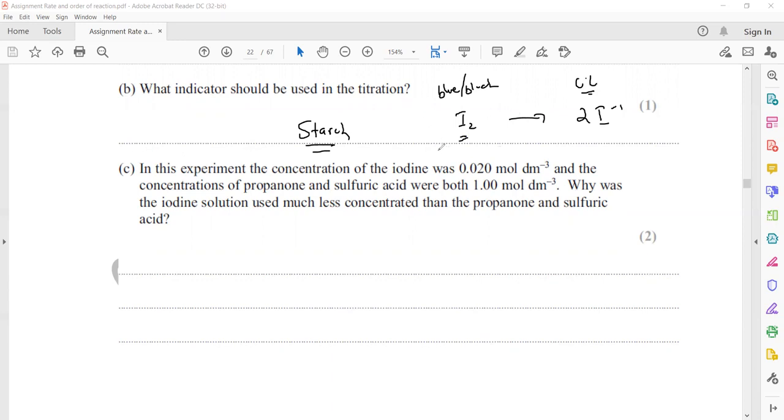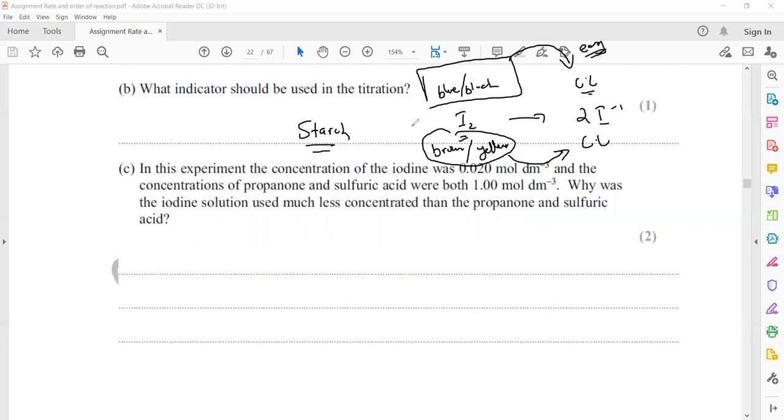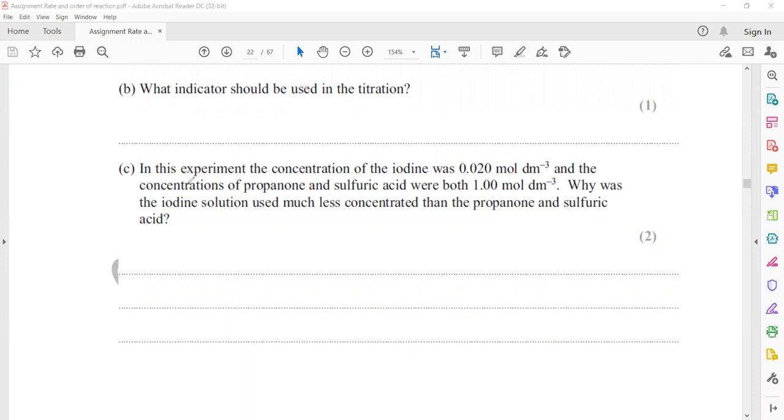If starch is not used, then iodine, if it is a concentrated solution, it will be brown in color, and if it is dilute solution, it will be yellow in color. So when iodide ion is formed by reacting with thiosulfate, it will turn into colorless. But this color change, because yellow color disappears, it's a light color, so it will be difficult to identify compared to a dark color, which is blue black, changes to colorless. So it will be easy to identify. That's why we use starch as an indicator. So in the presence of starch, it will show a color change.